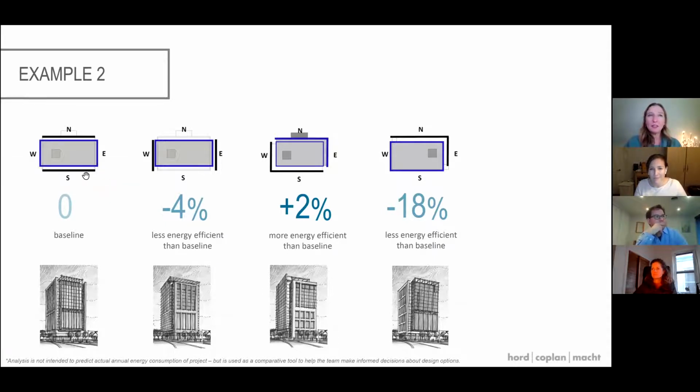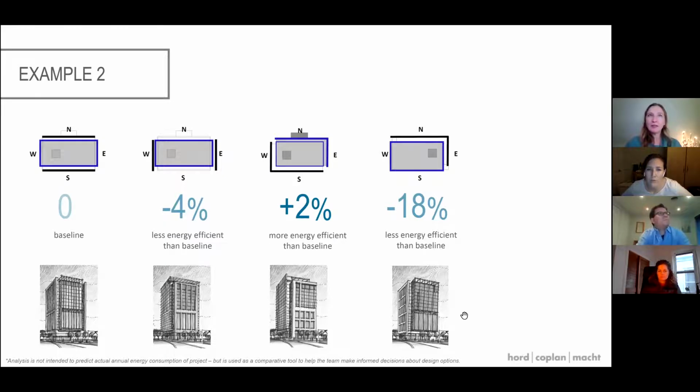That's true. But in this example, what we did was we started alternating the window to wall area ratio on each of the facades. So in this example, wherever the thick line is represents a 40% window to wall area ratio, and the regular non-thick line is 80%. And you can see this is the example where I said that I have a negative 18%.